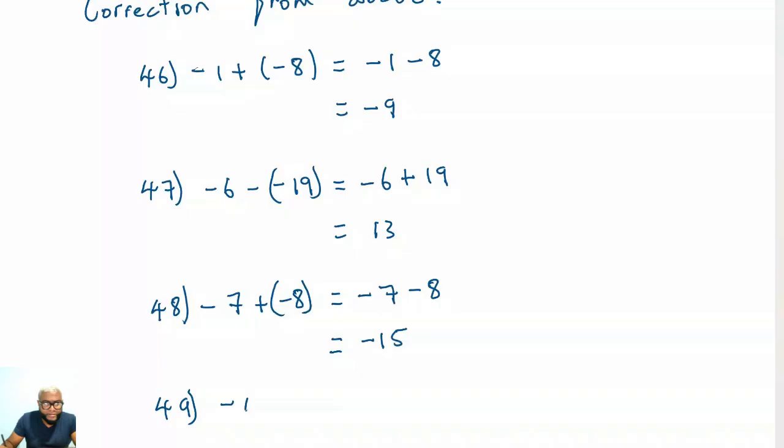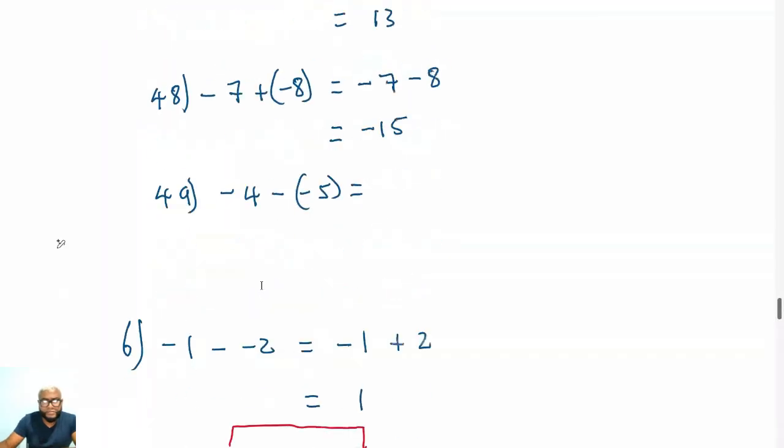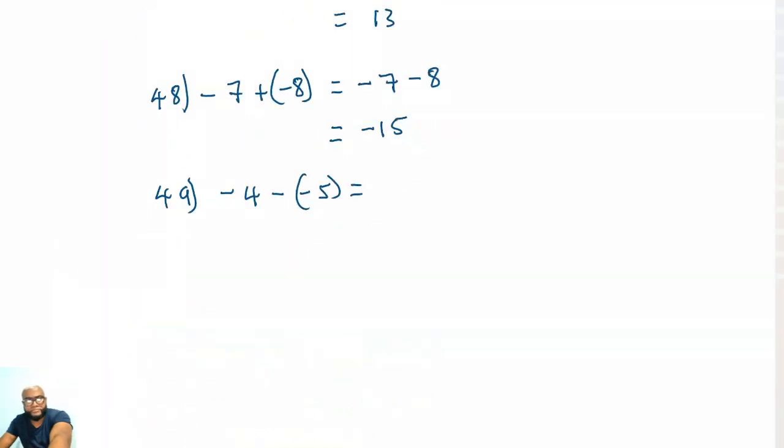49, call it out. Negative 4 take away negative 5 equals. Right, let's go, which would be negative 4 plus 5, because our minus and our minus is a plus. Go on. 1, sir. Positive 1, right?